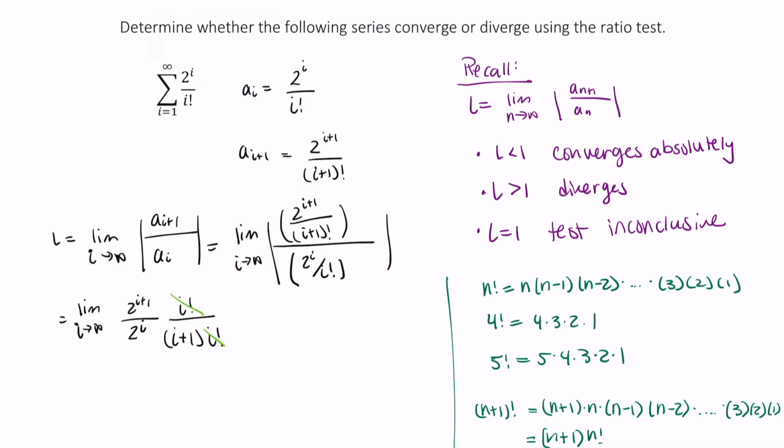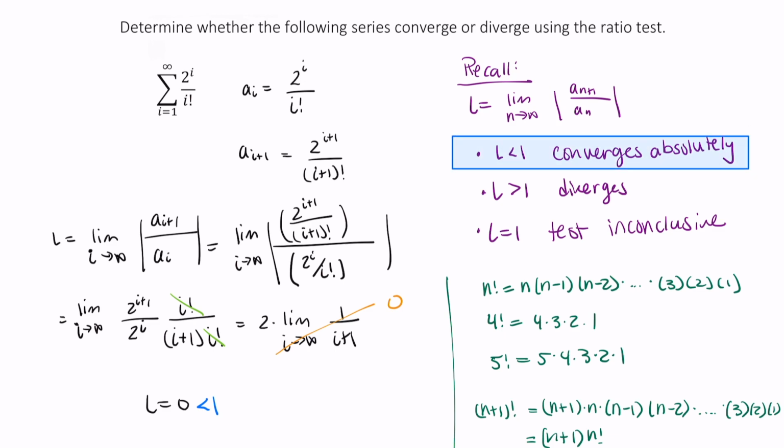And then we have a 2 to the i here, 2 to the i, leaving us with a 2 in the numerator. So this is 2 times the limit as i approaches infinity of 1 over i plus 1. This limit is certainly 0. So L is equal to 0, and that is certainly less than 1. So that puts us here in this case. All right, so now we know that this series converges absolutely. And this is by the ratio test.